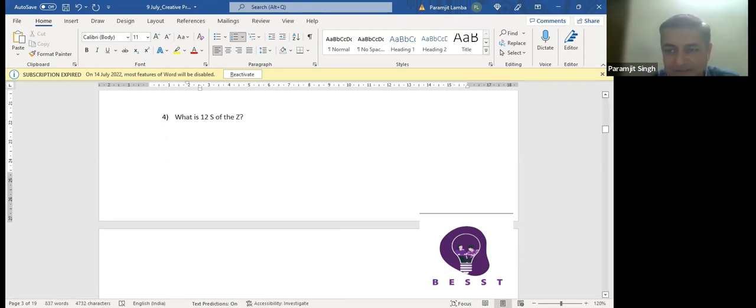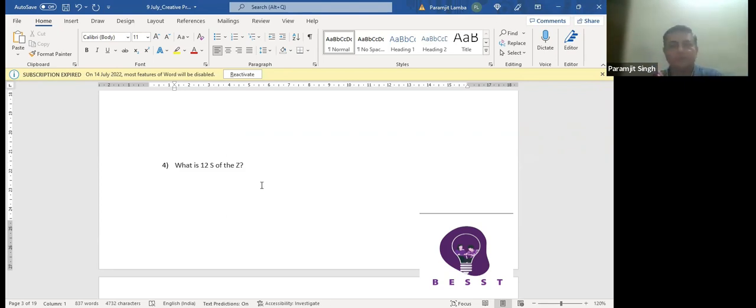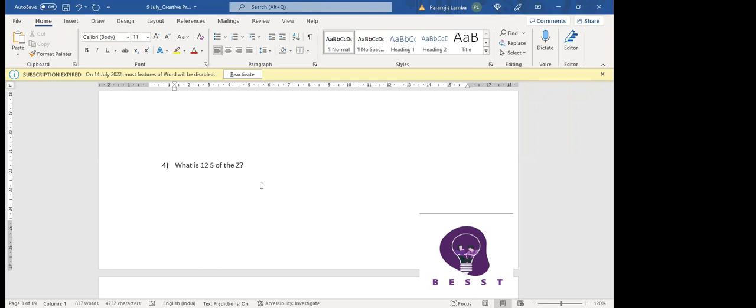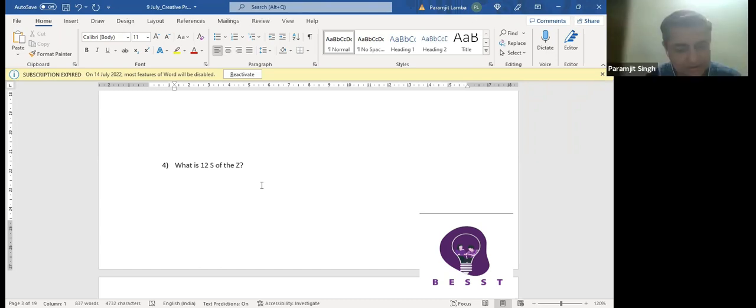Again, creative thinking is required here. What is 12s of the Z? You'll have to tickle your brains for getting to that one. What is 12s of the Z? No options. You have to give the answer. Make your guesses, everyone. Okay. So you need to step out of the box to think of the solution to this one. The answer is 12 signs of the zodiac.